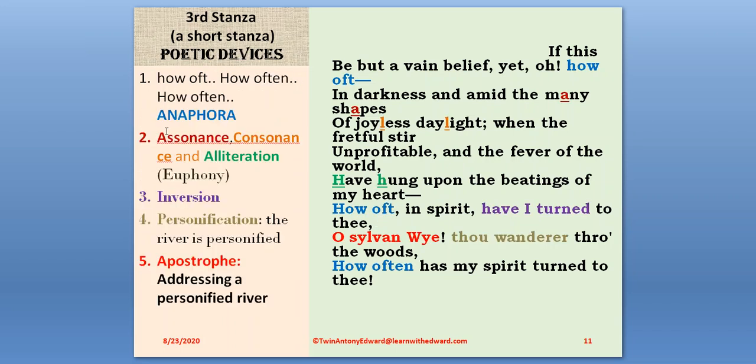I'll go to the poetic devices. With this, let me finish. The poetic devices. Once again, how often, he repeats again and again. Joyless daylight, that is consonants. Many shapes, that is assonance. Have hung, that is alliteration.